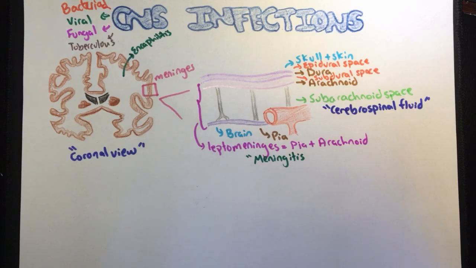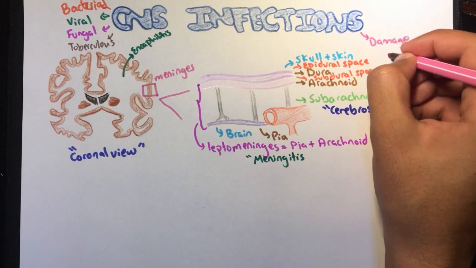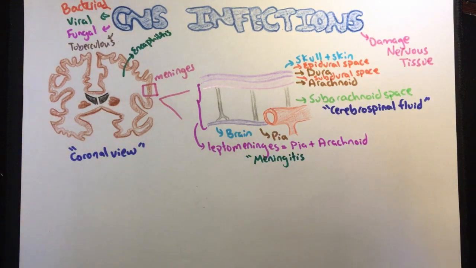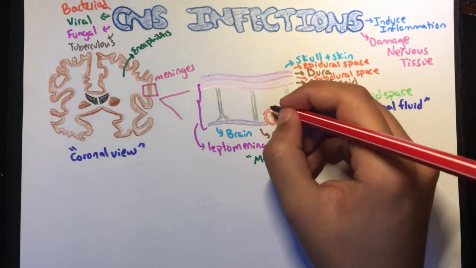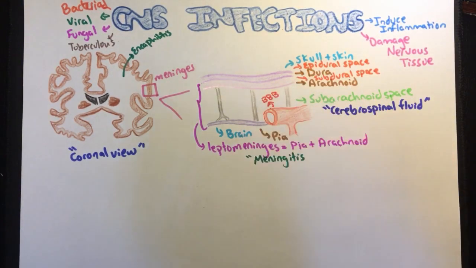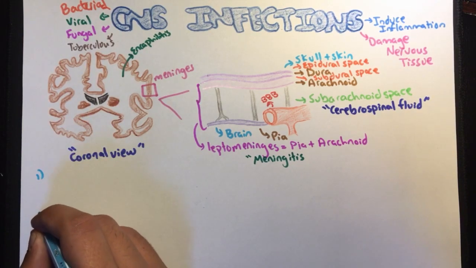CNS infections are of great importance because they can induce direct damage to nervous tissue or indirect damage by toxins and the inflammatory process. However, we said that the brain is secured by the tight blood-brain barrier. So how do these infections reach the meninges and brain?